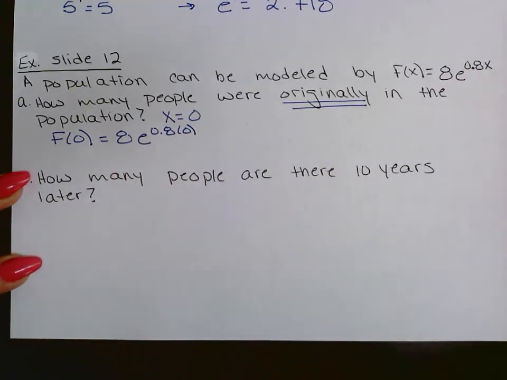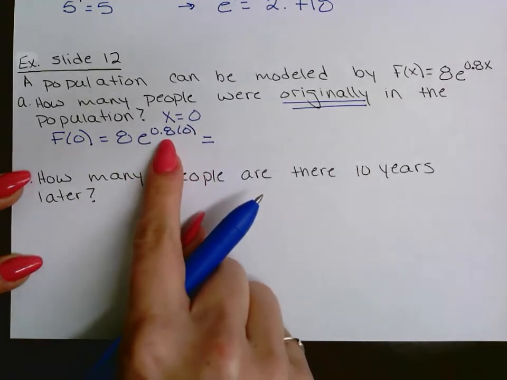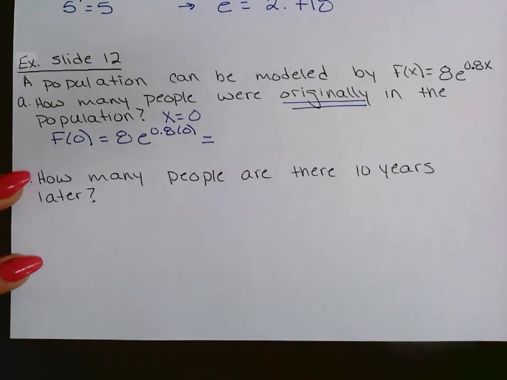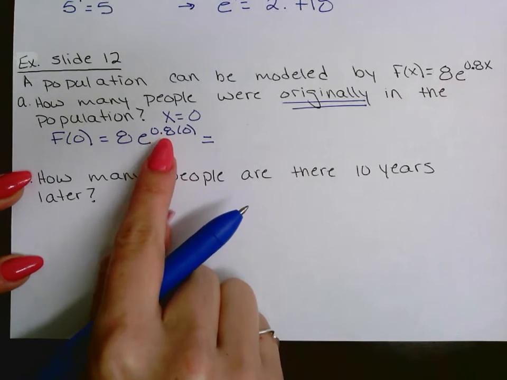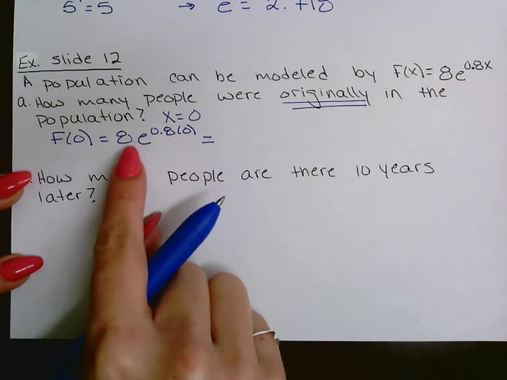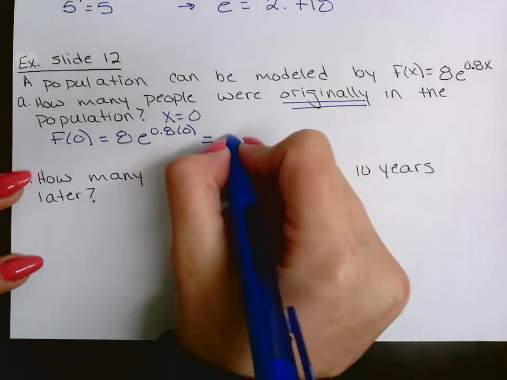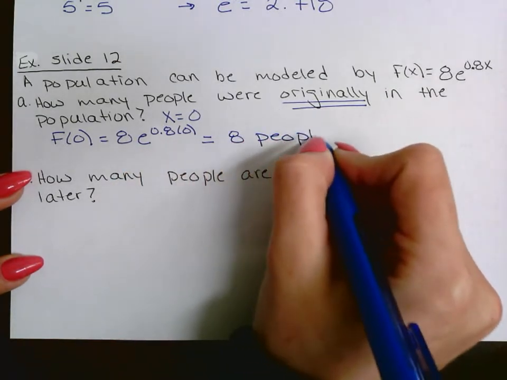Now, I know we were practicing our calculator, but this is one of those you don't need a calculator. 0 times 0.8 is 0. Anything raised to 0? No, is 1. Be careful. Anything raised to 0 is 1, and then 8 times 1? 8. So there were originally 8 people. Okay?